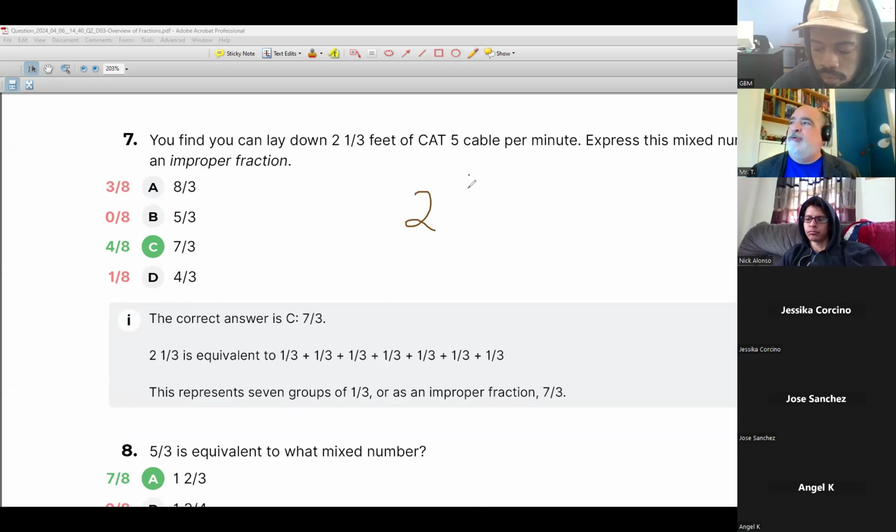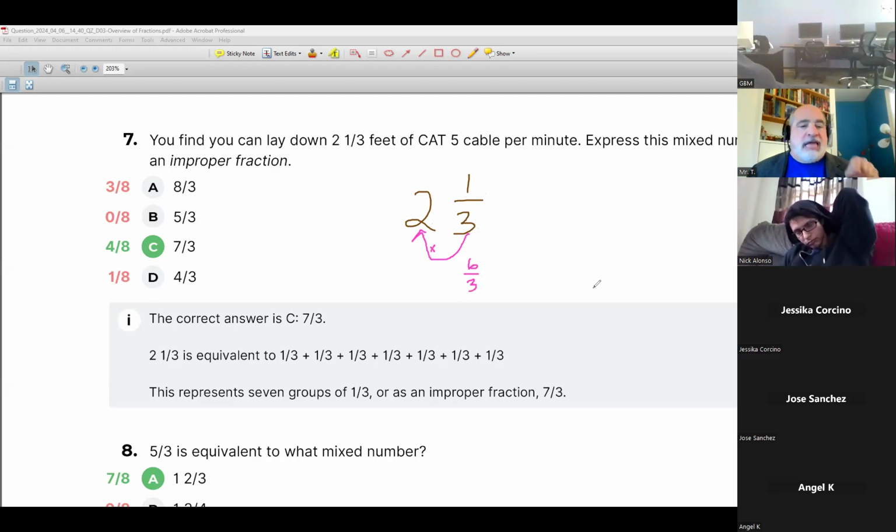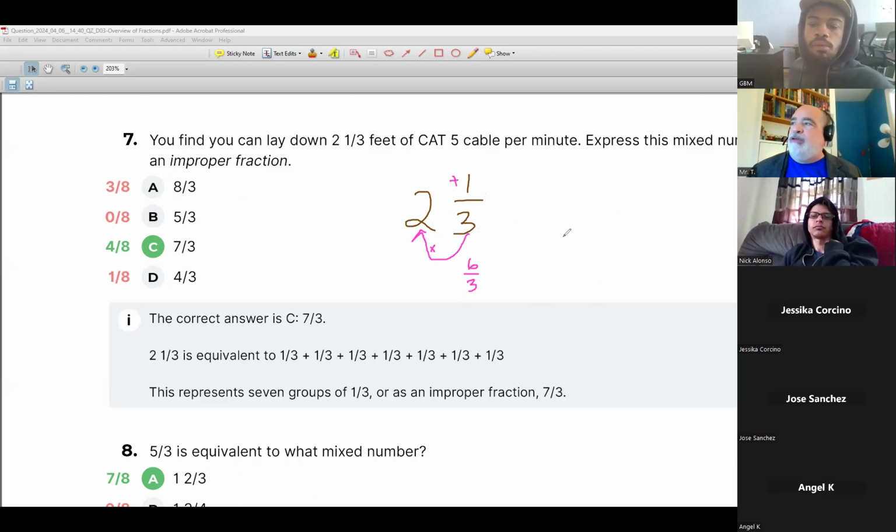So we have 2 1/3. Let's remember how we do this. We take the denominator and multiply it by the whole number part. That gives us 6/3, right? So 2 is the same as 6/3. But don't forget, we have to add that 1/3 back in. So the 6/3, which is 2, plus the 1/3 that we were given, gives you 7/3. Okay, any questions on this?